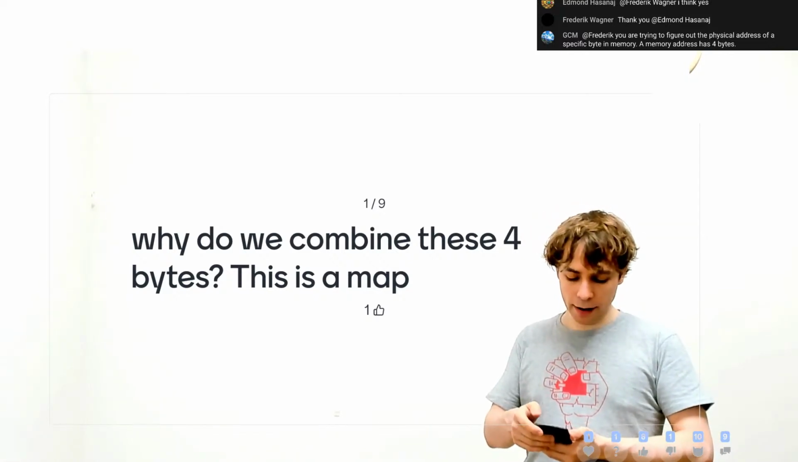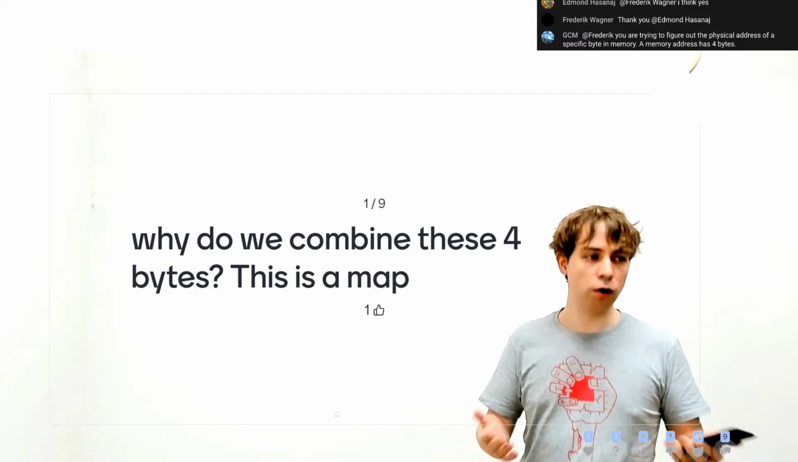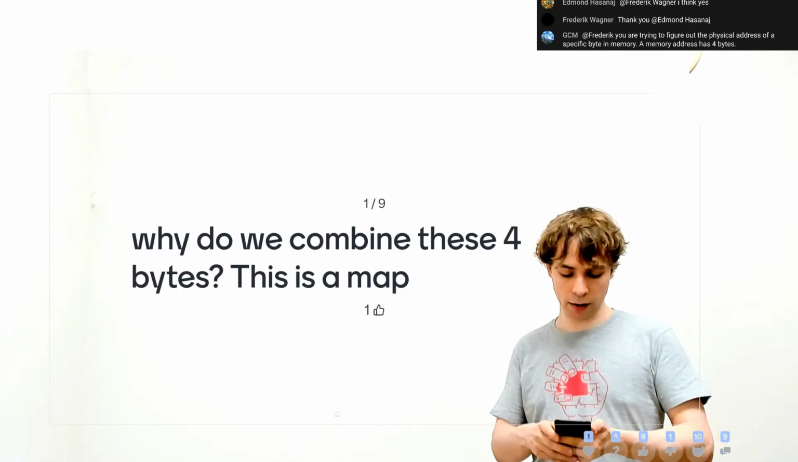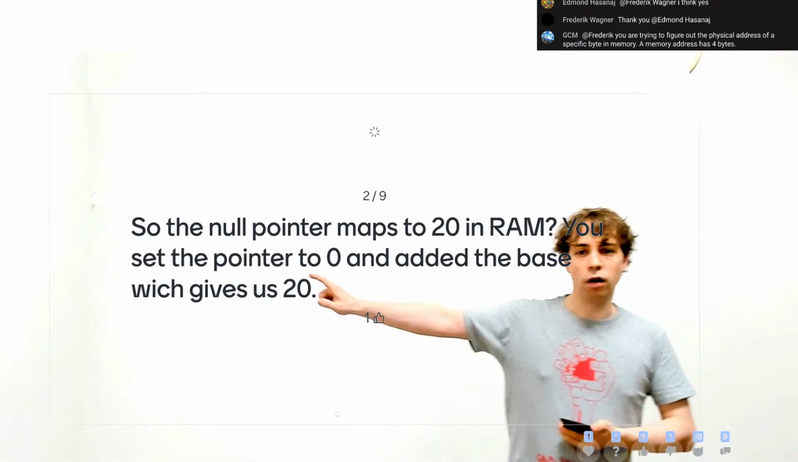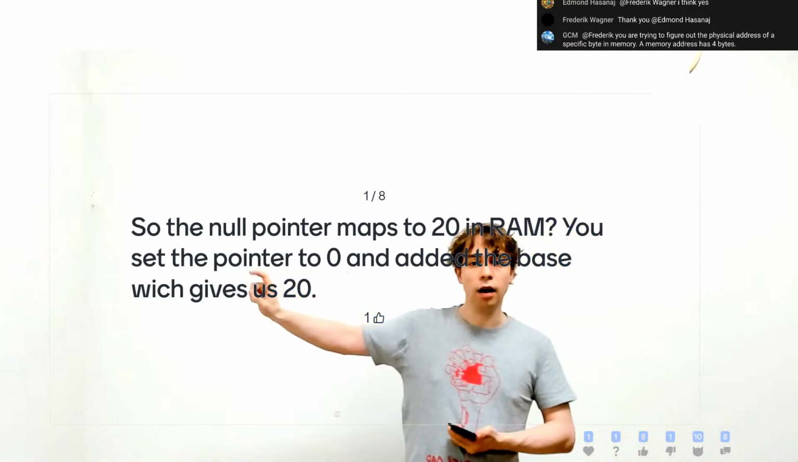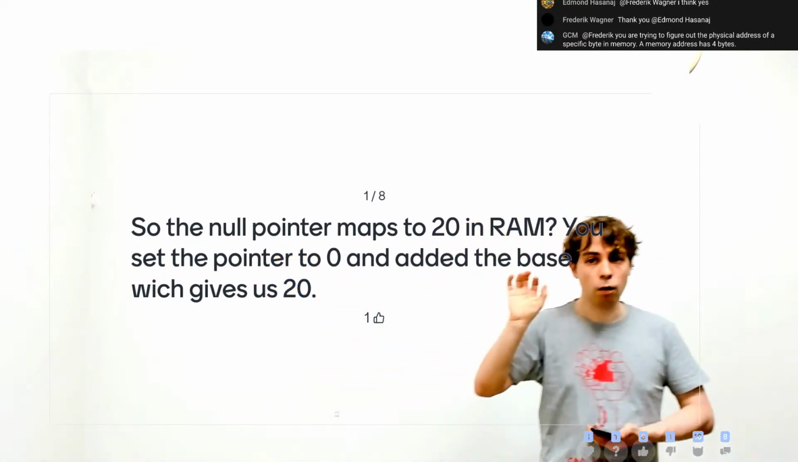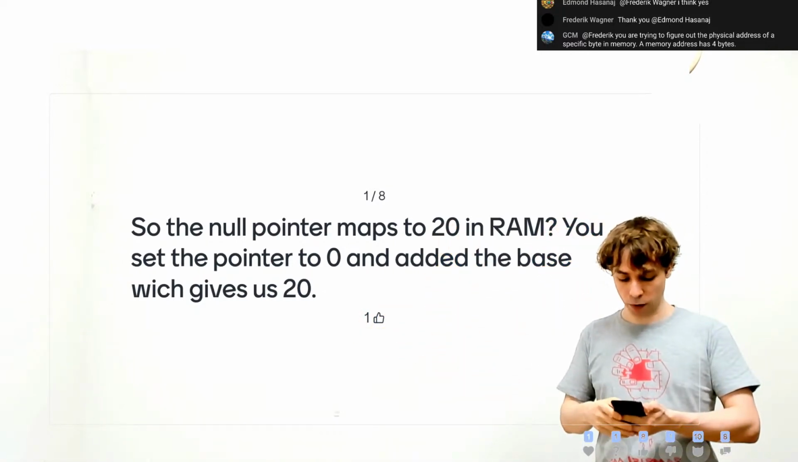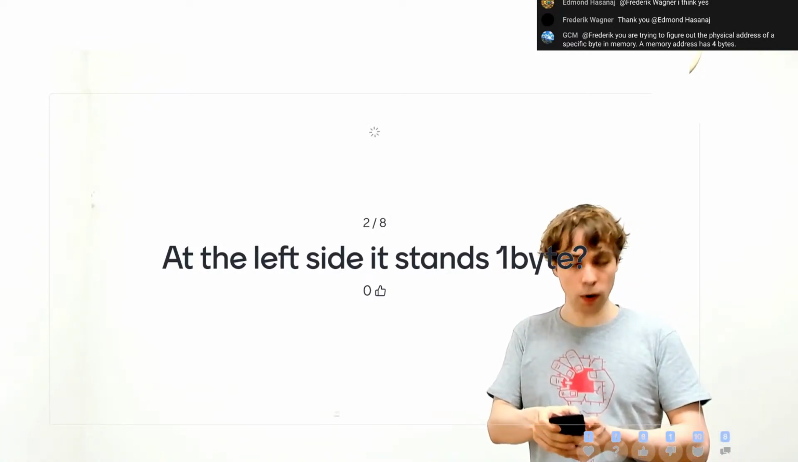Why do we combine these 4 bytes? This is a map. If we want to look up a 4 byte value in a map with a 4 byte index, then the map has to map 4 bytes to 4 bytes. So the null pointer maps to 20 in RAM. Yes, in the example that we had before, the null pointer had a value of null. The base was 20, and that means it mapped to 20 in RAM. Yes, absolutely.